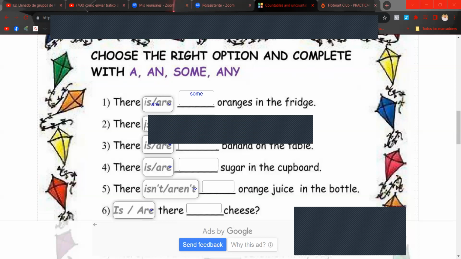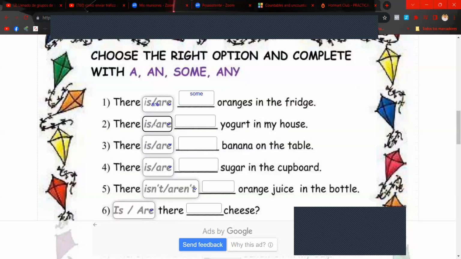Sería en este caso, there is a yogurt in my house. Otra vez, there is a yogurt in my house. ¿Pongo a? Así, sí, ya. No, jamás haría eso. ¿Por qué? Porque yo se los dije y quiero que recuerden muy, muy bien lo que les voy a decir. Por favor, presten mucha atención.